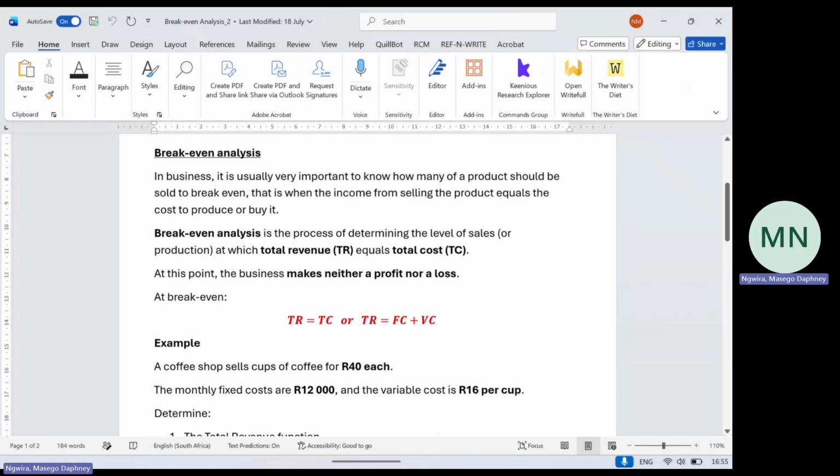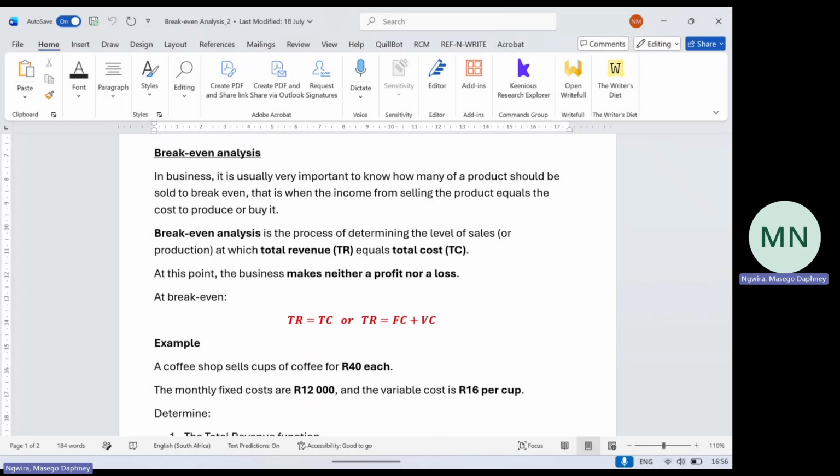In business, it is usually very important to know how many of a product should be sold to break even. That is, when income from selling the product equals the cost to produce or buy it. A break-even analysis is the process of determining the level of sales or production at which total revenue equals total cost. At this point, the business makes neither profit nor a loss.